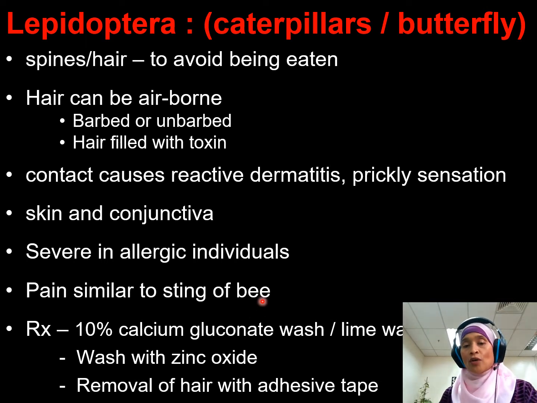Now, what happens when you or your patient is exposed to the toxins or contact dermatitis from a caterpillar? You can wash the area with certain preparations, such as calcium gluconate or zinc oxide. If you suspect that the spines or the hair are still present within the area, you can remove the spines or the hair using adhesive tape.